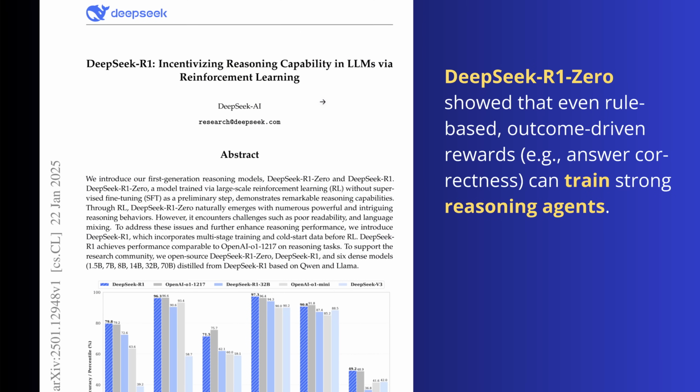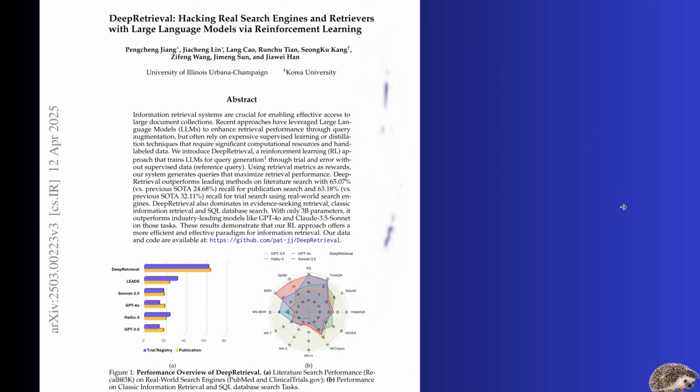There was one paper in 2025 that changed everything, and this was our DeepSeek R1. And I don't know if you noticed this, especially the R1.0 model, because this showed us in the community that even rule-based, outcome-driven rewards can train strong reasoning agents. And this kicked off something amazing. Let me show you this paper. I don't know if you're familiar, this is University of Illinois and Korea University, DeepRetrieval: real search engines and retrieval with LLMs via reinforcement learning.